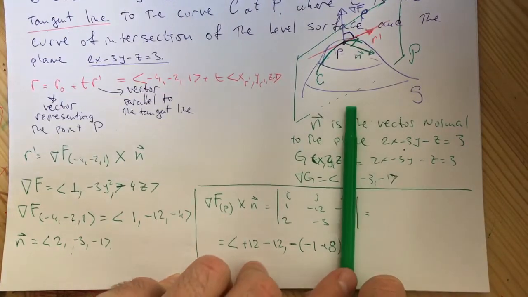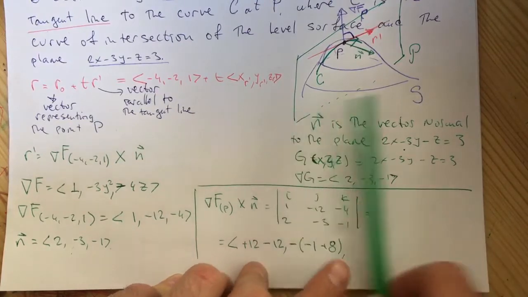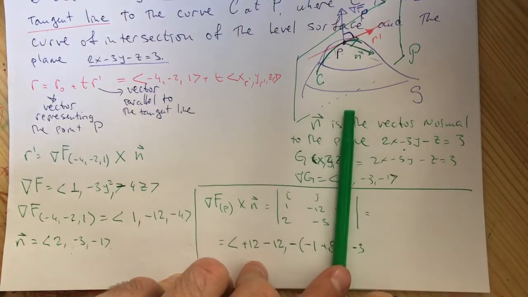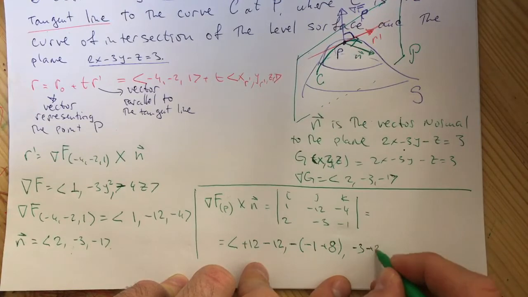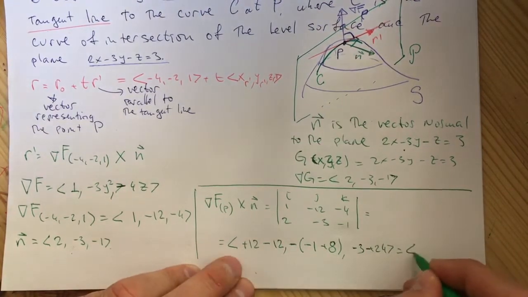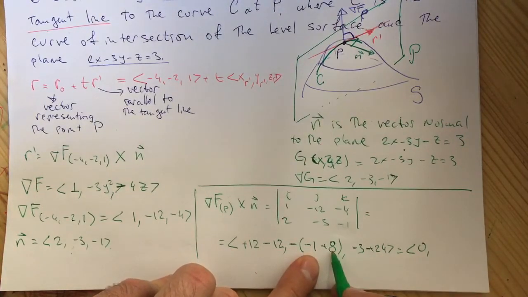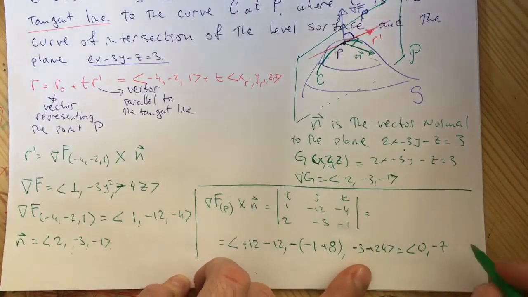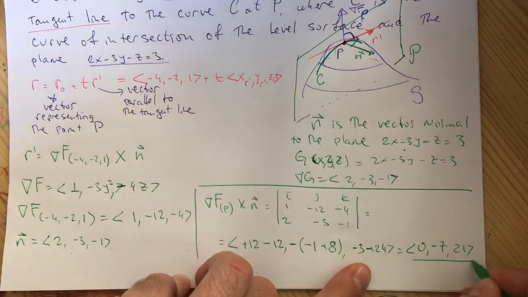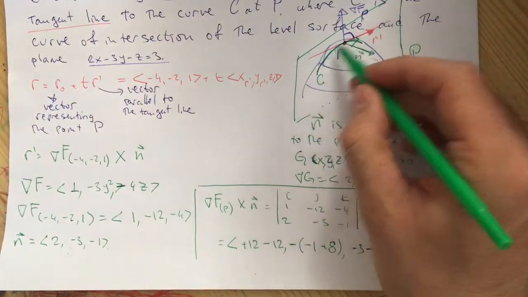And the last component is just this 2 by 2 determinant. 1 times -3 is -3, minus 2 times -12 is -24, with that minus in front is +24. And now this is very simple, it's just 12 minus 12 is 0, -1 plus 8 is 7, with negative in front, -7, and then 24 minus 3 is 21.